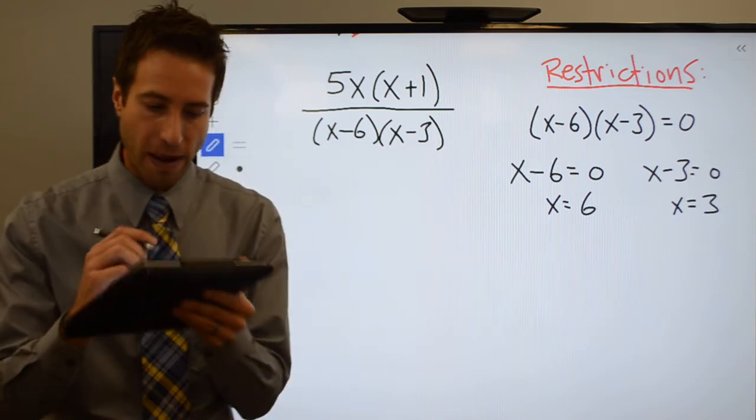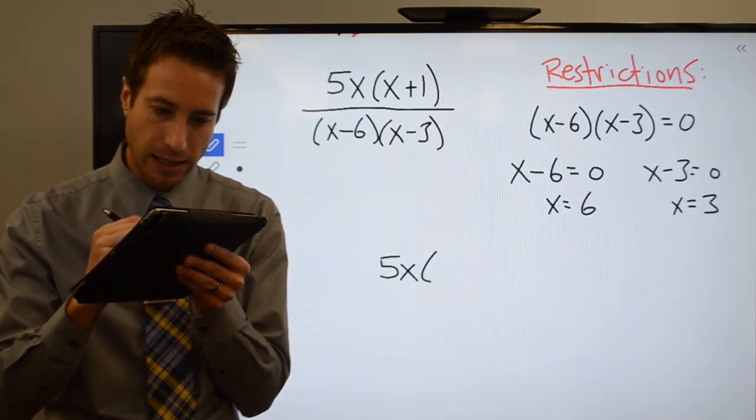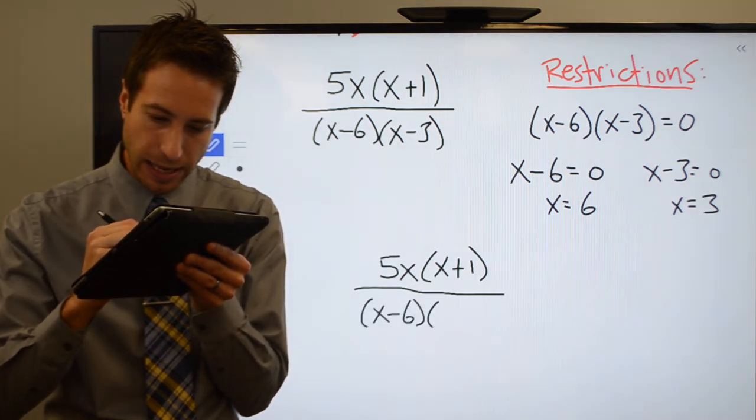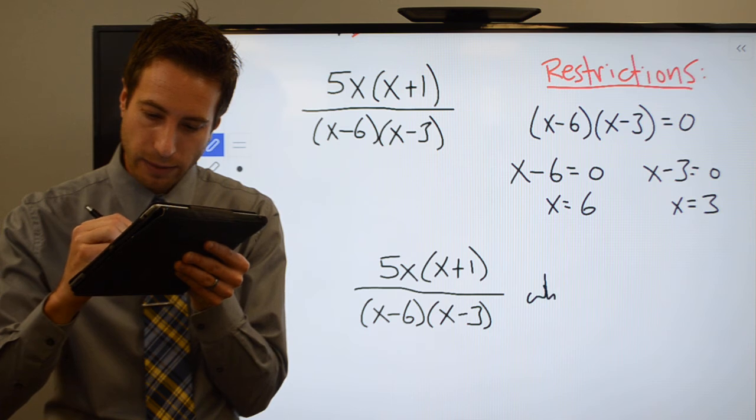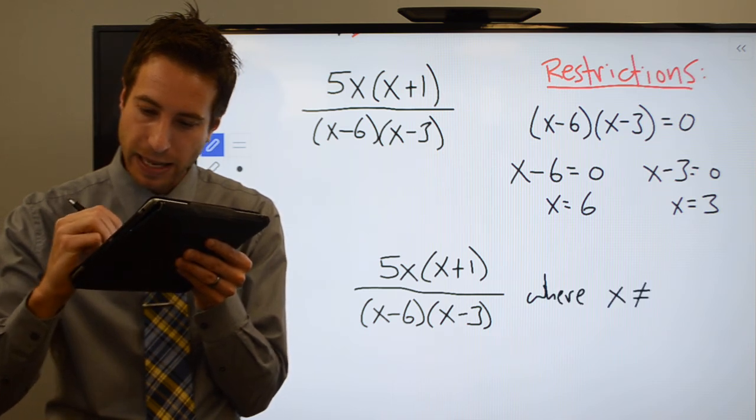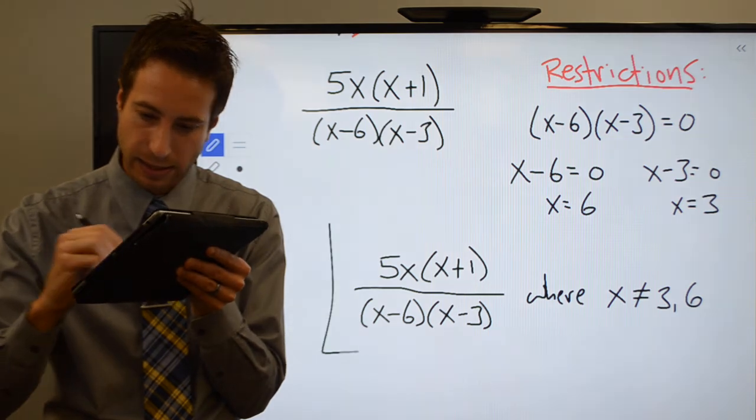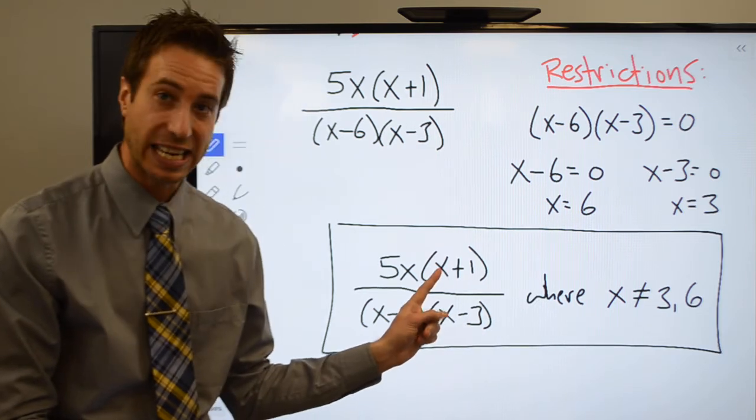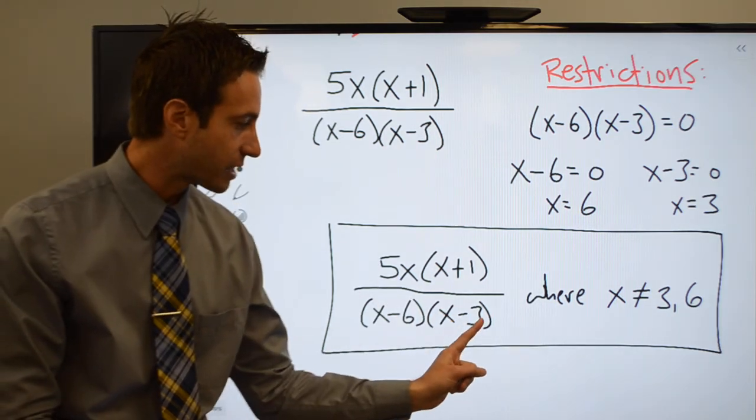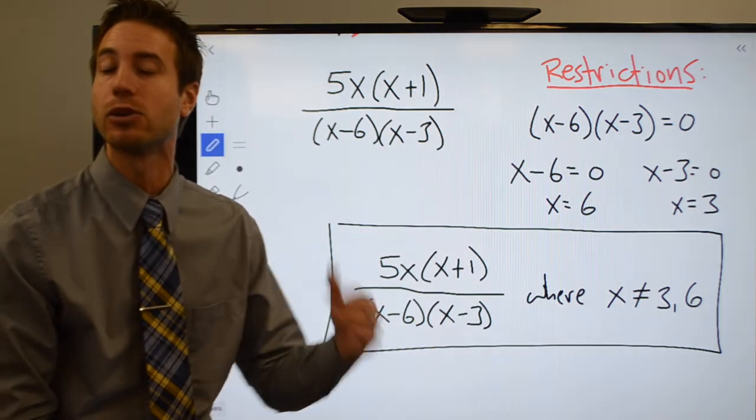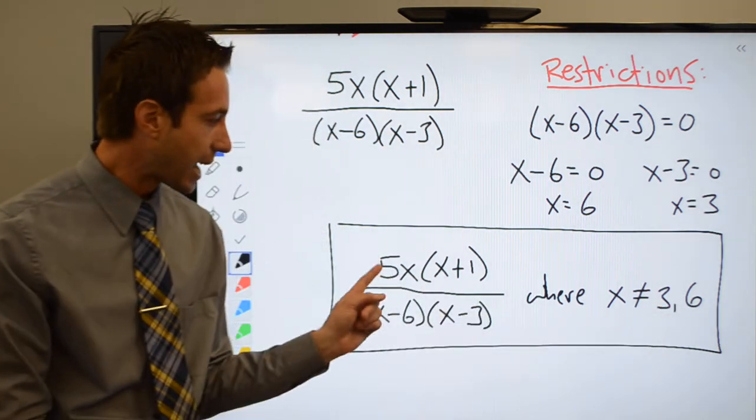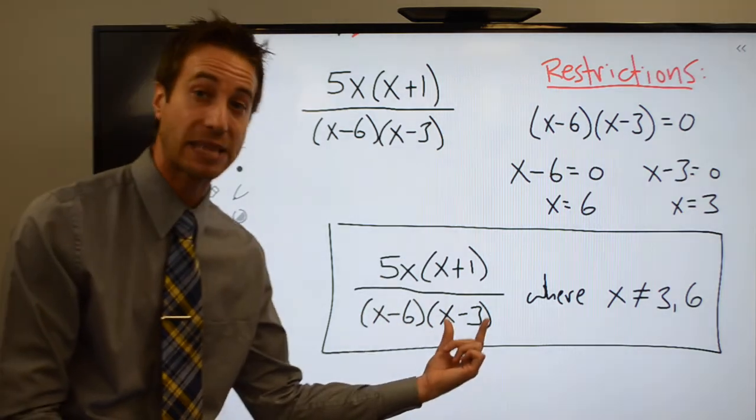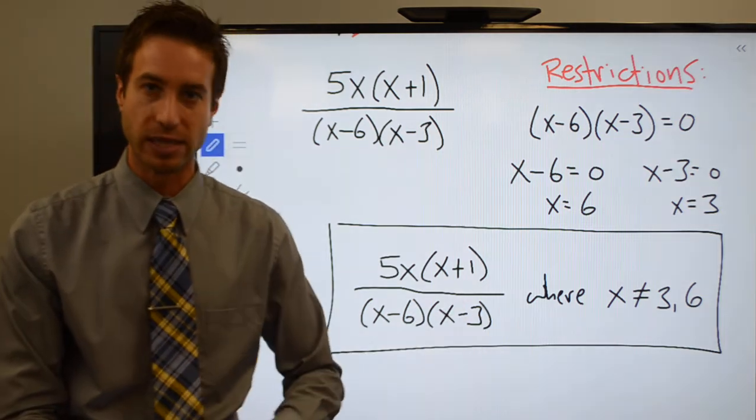It's not allowed. So my final answer is 5x times x plus 1 all over x minus 6 times x minus 3, where x cannot be 3 or 6. And again, the reason for that is if x were 3, I could plug a 3 in the top, no problem. But if I plug a 3 in the denominator, 3 minus 3 is 0. 0 times anything is 0. I wind up with a 0 in the denominator, and that's not okay. Same thing with 6. I could plug 6 in the top all day long. But if I plug a 6 in here, 6 minus 6 is 0. 0 times anything is 0.